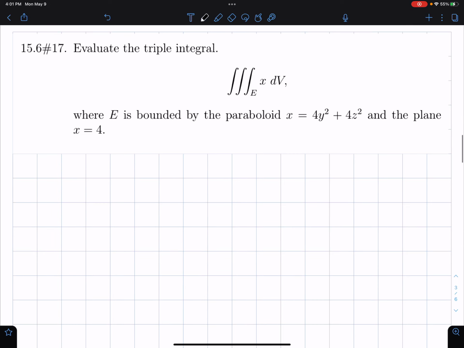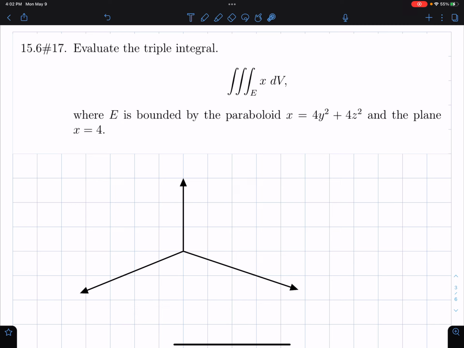Okay, hello everyone. We're going to evaluate this triple integral. One of the big things is we're going to find the triple integral over the solid region E, and we need to pick apart and figure out what E is. So we'll look at the planes that bound E and go from there.